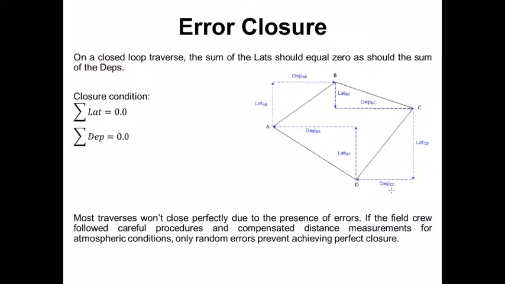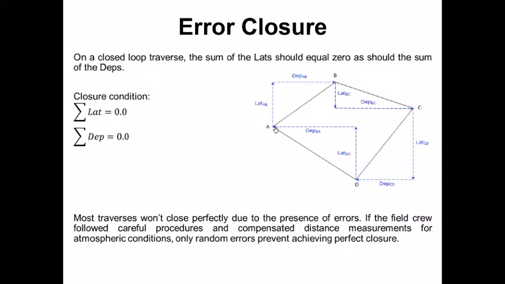So now let's talk about the errors in closure. When you're working with a closed traverse, when you calculate latitudes and departures for all the lines, the summation of all the latitudes has to be equal to 0 and the summation of all the departures has to be equal to 0. Since we are working with a closed traverse, the latitudes and departures give you the projections in terms of north-south and east-west.